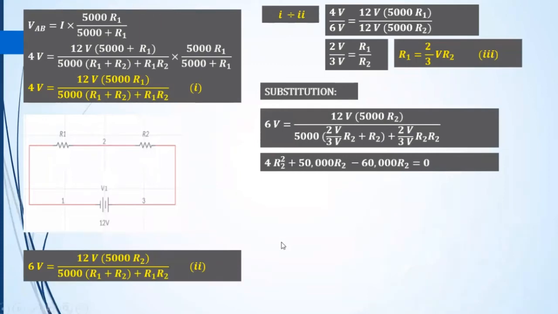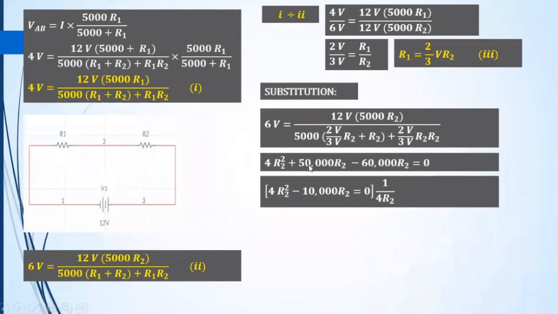So we have here 4R2 squared plus 50,000 R2 minus 60,000 R2. So we will just subtract this one. 50,000 R2 minus 60,000 R2 is negative 10,000 R2. So we have here 4R2 squared minus 10,000 R2 is equal to 0. So we divide both sides by 4R2.